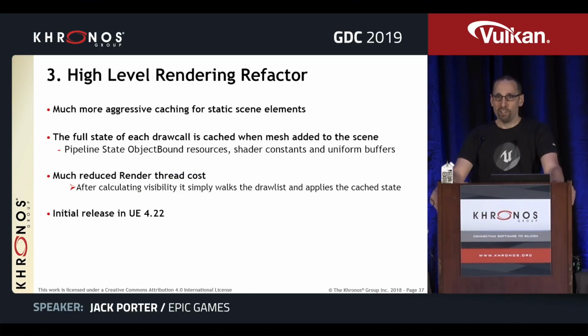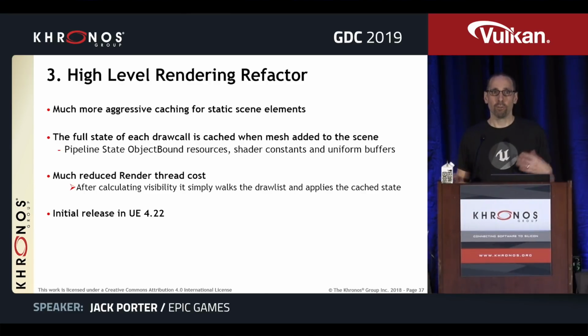The final improvement the rendering team has made to Unreal Engine has been what we call the high-level rendering refactor. This is a rewrite of the high-level code to allow for much more aggressive caching of static scene elements. So the full state of each draw call, including the bound objects that are needed to render, are cached, so the render thread cost is largely reduced, and after calculating visibility, we just need to walk the draw list and apply that state. And this is also coming to Unreal Engine early next week.